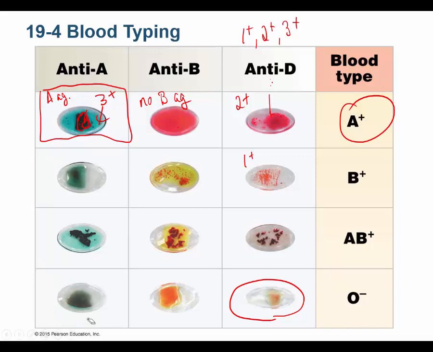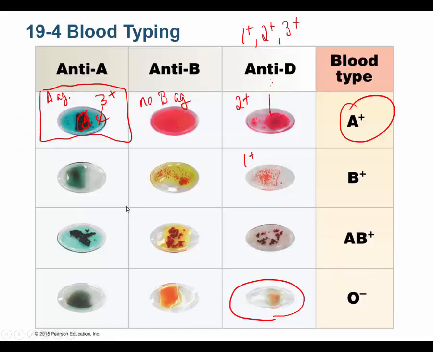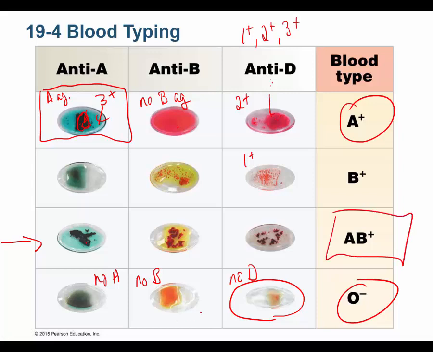The patient doesn't have the B antigen. So there's no A, there's no B, there's no D. O negative patient. This row is a patient that has the A antigen, the B antigen, and the D antigen, AB positive.